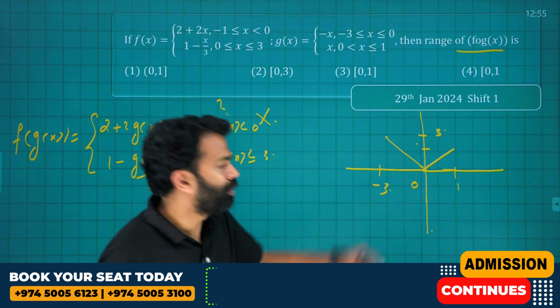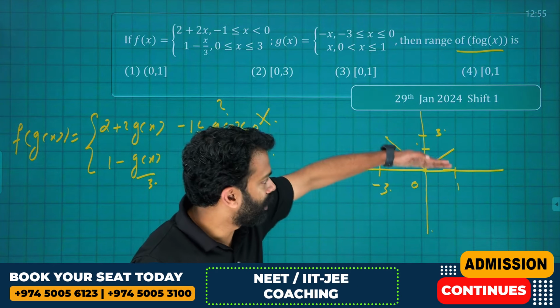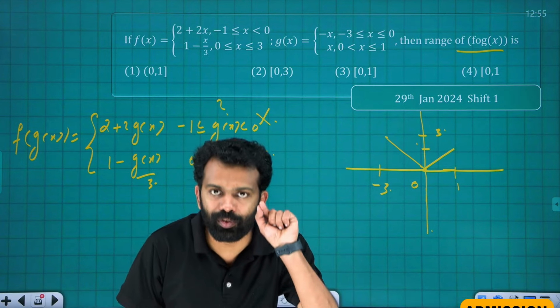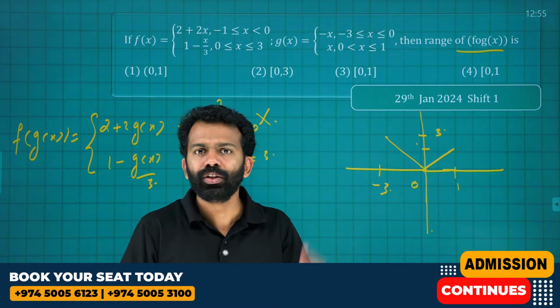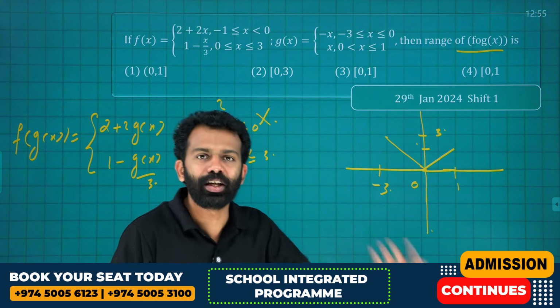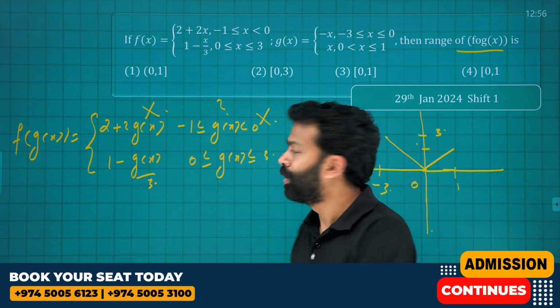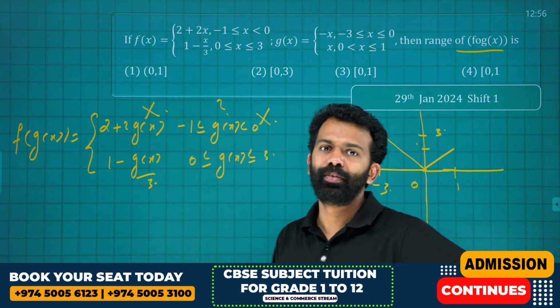The graph of g of x is like this. It is starting from 0 to 3. So the range of g of x is what? Basically the closed interval 0 to 3 only. So it is not hitting any negative values. Therefore, this we do not have to formulate, but this we have to formulate.